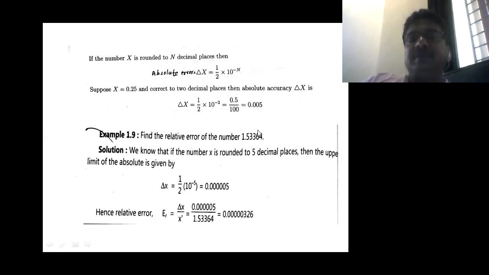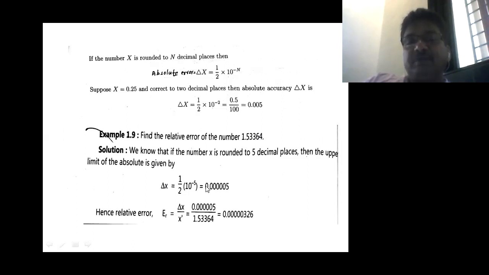If the question is: find the relative error of the number 1.53364. This number is rounded to what? 5 decimal places, and therefore the upper limit of absolute error delta x is equal to 1/2 into 10 raised to minus 5.